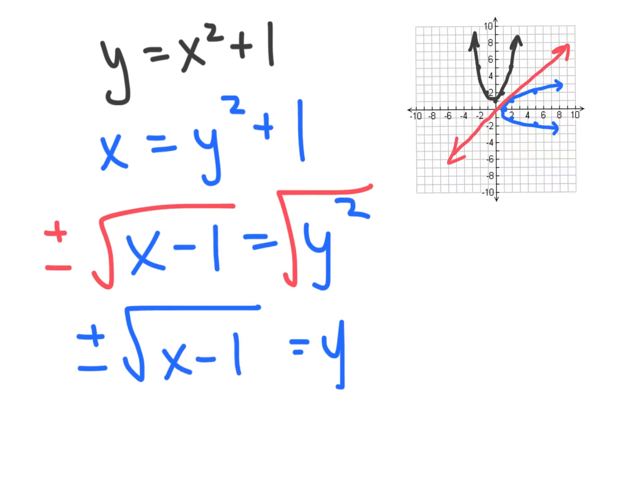Now this should make sense graphically because here we have a square root function shifted right 1, but we have the positive and the negative, so we have the reflection of it as well. Here's the positive of that square root function shifted right 1, and here's the negative. But whenever we combine these two, it's no longer a function. All right, and that's finding the inverse graphically.